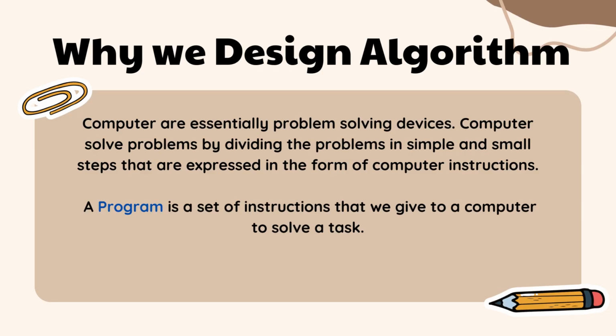Next, why do we design an algorithm? Why do we use an algorithm? Computers are essentially problem solving devices. Computer solves problems. How does a computer solve a problem? By dividing the problem into simple and small steps, which are expressed in the form of computer instructions. We give the instructions to the computer in the form of a program. What is a program? A program is a set of instructions that we give to a computer to solve a particular task. That's why we design an algorithm, to write down the instructions for the computer in a simple language.